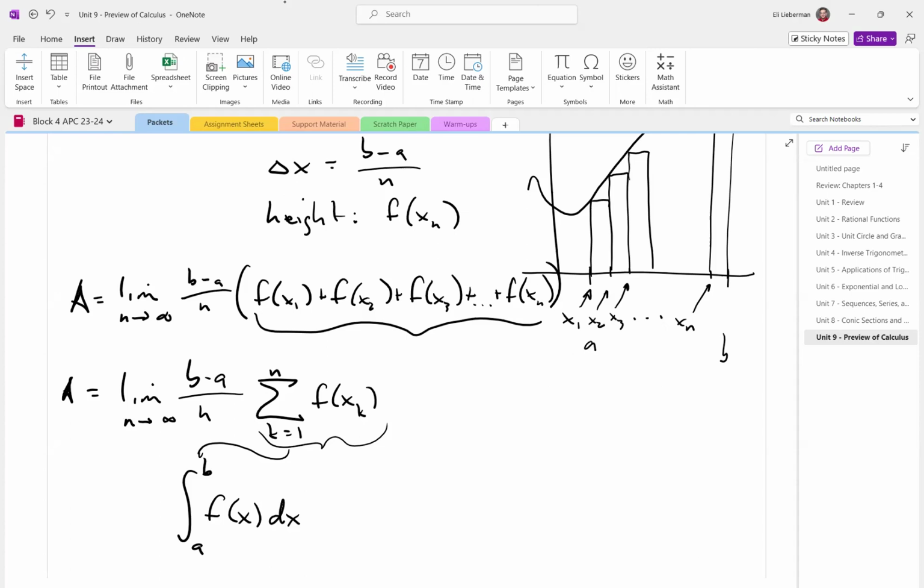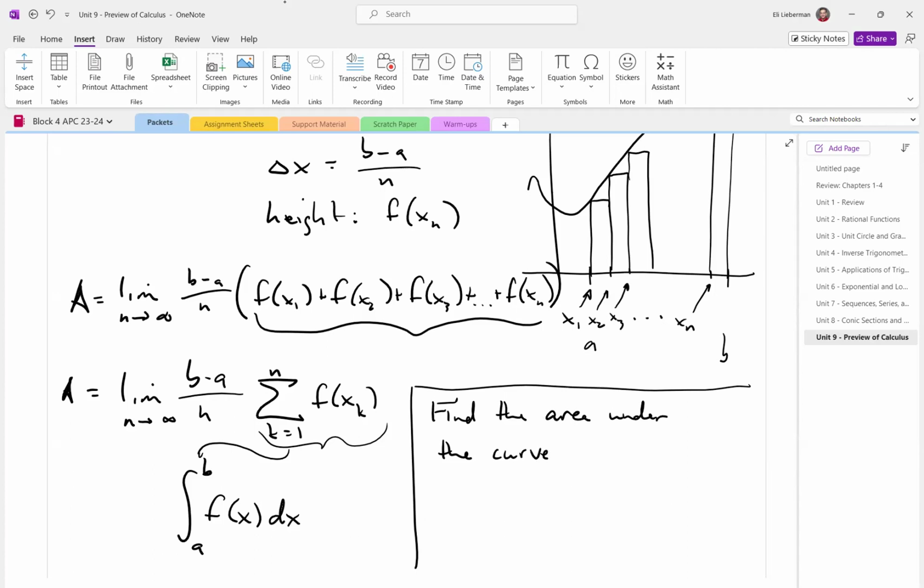So we're going to do one last problem. And this is going to be a calculator problem. Find the area under the curve. Let's do this one. f of x equals log of x from 2 to 11. Let's see how close we were. So to do that, we are going to use our calculators. What function are you going to look for in your calculator?